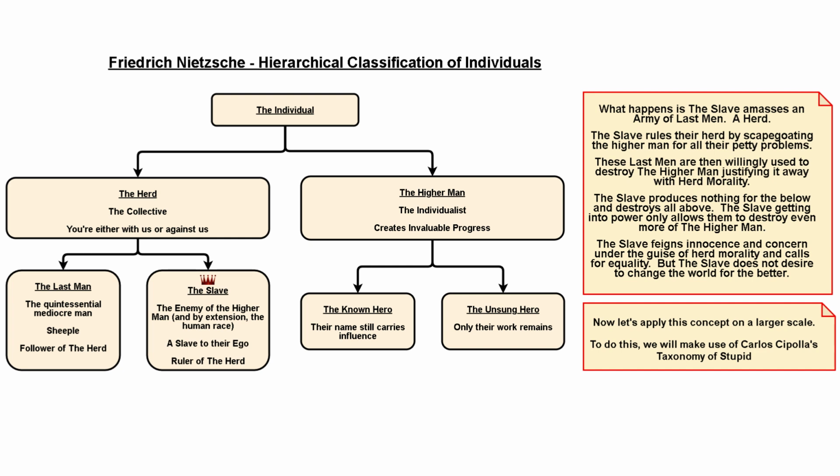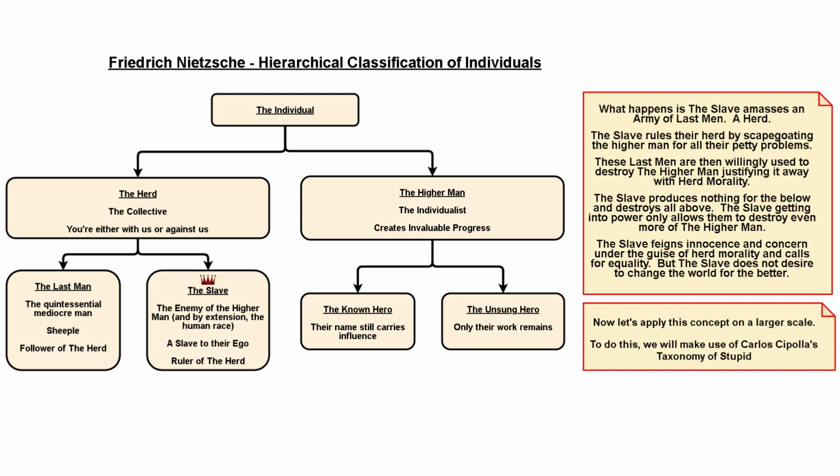So we'll just go over this basic thing. Friedrich Nietzsche says you have an individual, and that individual is going to belong to one of two groups. They're going to either be part of the herd or they're going to be a higher man. This gets pretty brutal, but the herd is a collective. It's a you're either with us or against us mentality, and they never really amount to anything. They're used in wars and stuff, but they never actually accomplish anything of their own making. They can't. They're part of the herd.